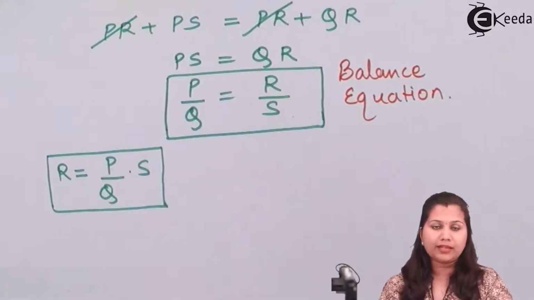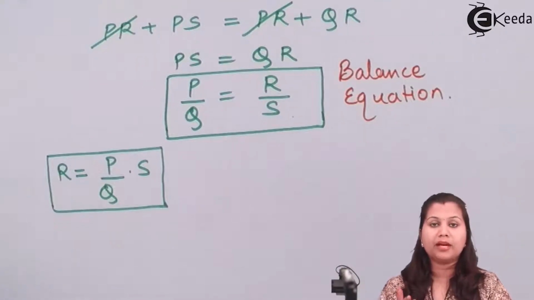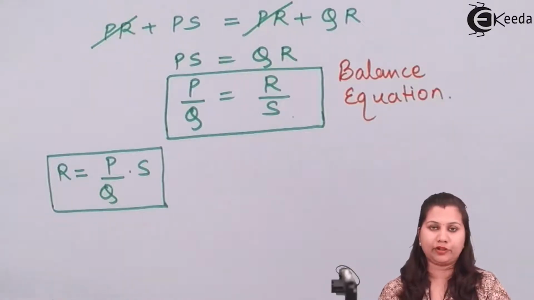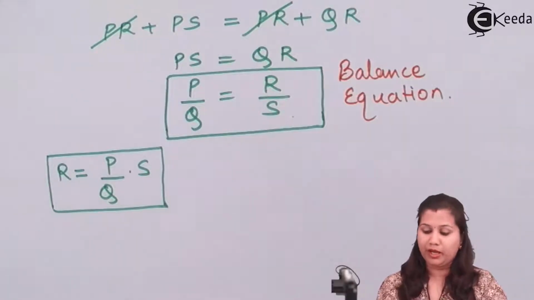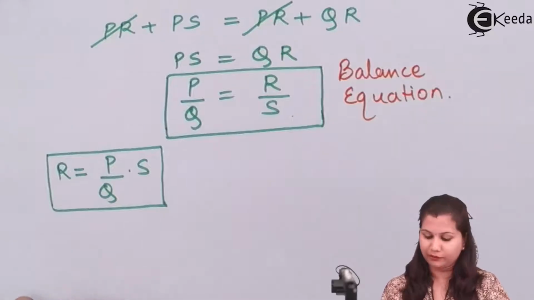So this equation, that is P upon Q equals R by S, is the balance equation of the Wheatstone Bridge. It means the condition when the galvanometer is showing null deflection, that means no current is flowing through the galvanometer. Now when the bridge is unbalanced, under the unbalanced condition, a small amount of current will be flowing through the galvanometer and the value of that small current can be calculated using the formula.